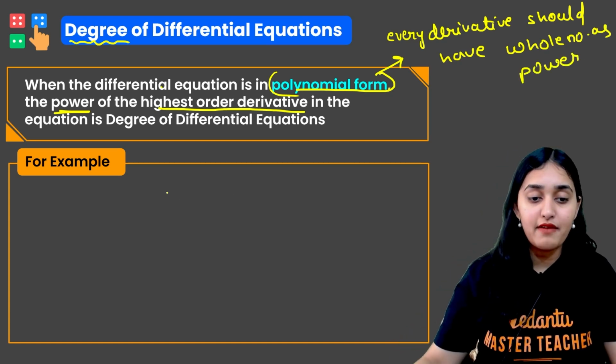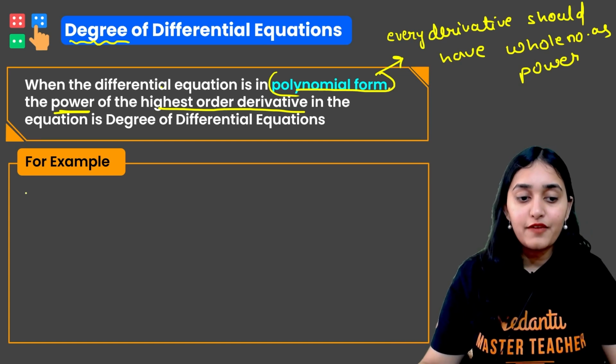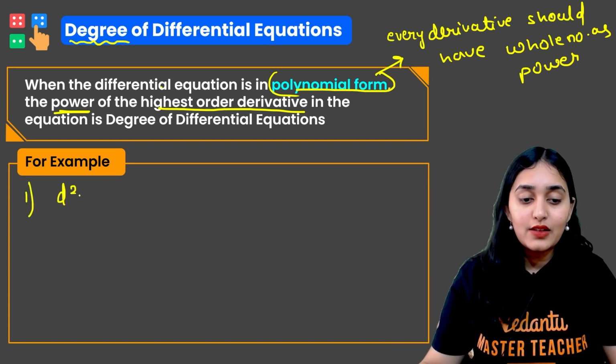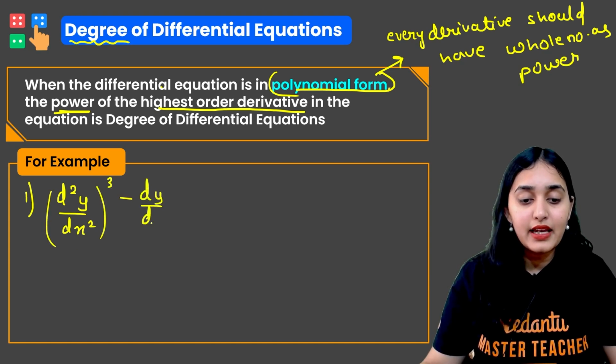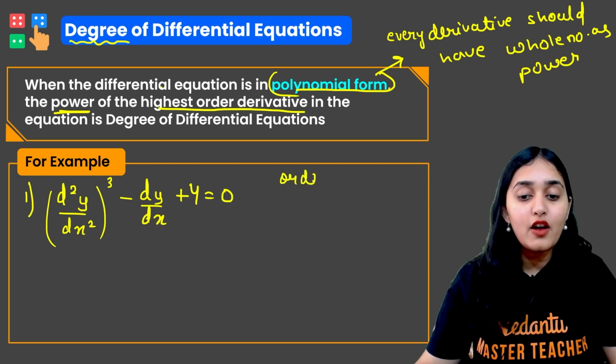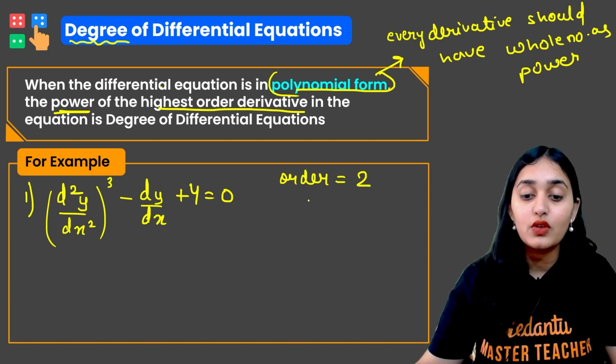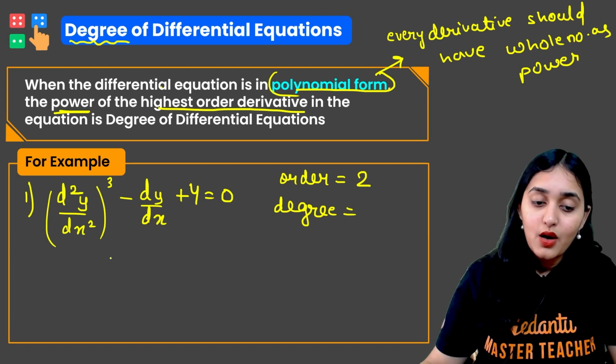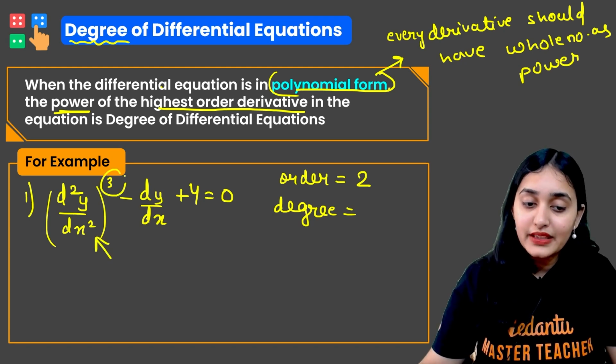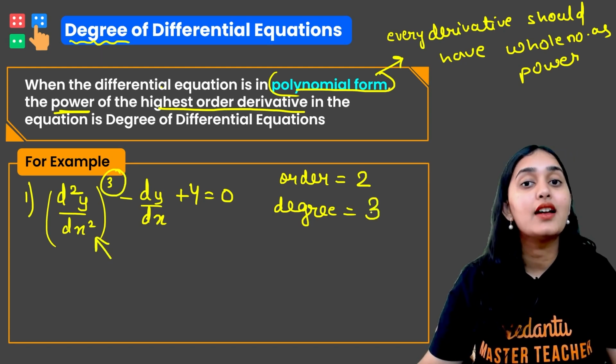So for example, if your equation is (d square y by dx square) whole cube minus dy by dx plus 4 is equal to 0. Here the order of the differential equation is 2, because the highest order derivative is 2. But what is the power of d square y by dx square? What is the power of this term? 3. So your degree will be 3.